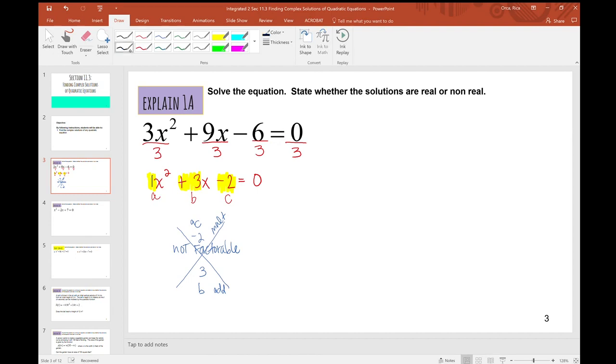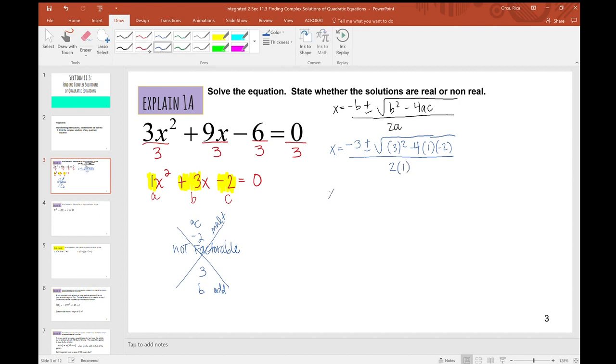So it's not factorable. That said, let's move on to the quadratic formula. The quadratic formula is x equals negative b plus or minus the square root of b squared minus 4ac all over 2a. Now let's take our a, b, and c values and just plug them into our formula. X equals negative 3 plus or minus the square root of b squared minus 4, a is 1, c is negative 2, all over 2 times a, which is 1.